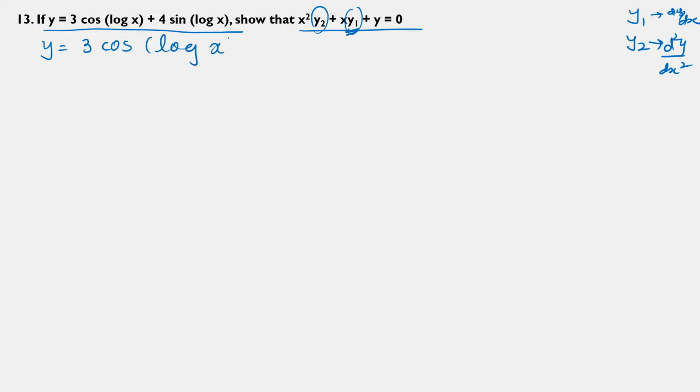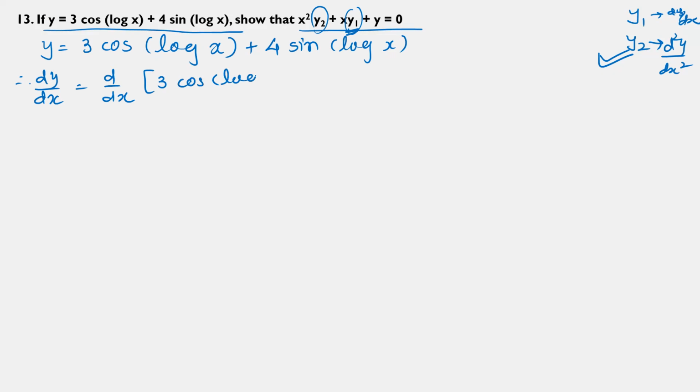Y is given. Let us start. It is y2 that is required. That means we are going to find the second order derivative. Then we will see what can we do, d by dx on both sides. These two are in a sum, so the addition rule will be applied. And this log x is not multiplied, it is an angle. These two are angles.